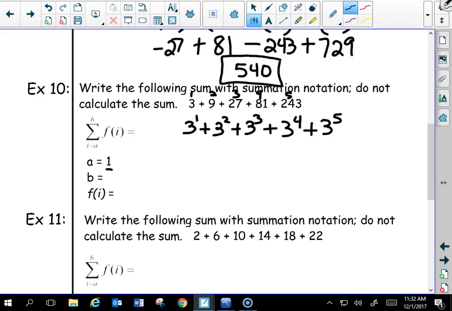Okay, so I goes between 1 and 5. That means B is equal to 5. And f of I is 3 to the I. And we're done. You'll enter those two numbers. We're done with that example.